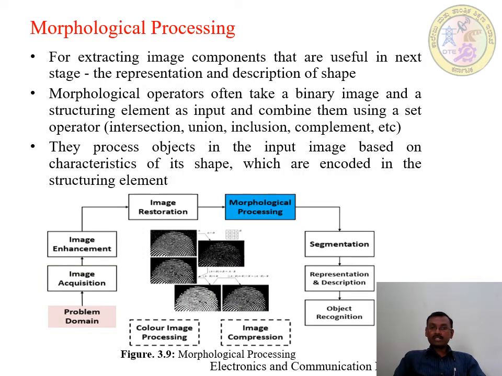The morphological image processing. These are used for extracting image components that are useful in the next stage, that is the representation and description of shapes. Morphological operators often take a binary image and a structuring element as input and combine them using a set of operators like intersection, union, inclusion, complement, etc. They process objects in the input image based on characteristics of its shape, which are encoded in the structuring element.